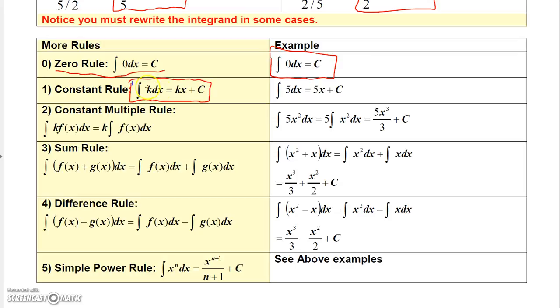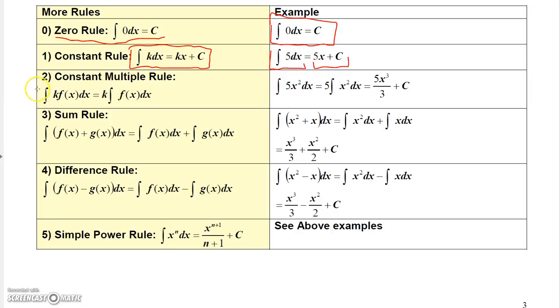Okay, so now the constant rule says that if you integrate a constant, you're going to get the constant times the variable, in this case x, plus another constant. So this constant, the k, will be a known constant and the c will be an unknown constant. So for example, if you integrate the constant 5 with respect to x, it's actually going to be 5x plus the constant c. Now if you take the derivative of this, you know the derivative of 5x is just 5, so therefore you know that's correct.